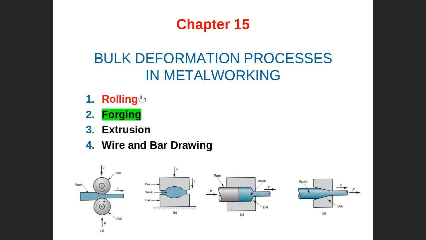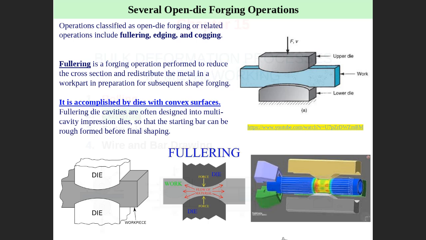Rolling is already finished, and now we talk about forging. Extrusion, wire and bar drawing are still remaining in this chapter. Last time we already started and did a numerical analysis in the forging operation. Today we will continue the discussion about forging operations.